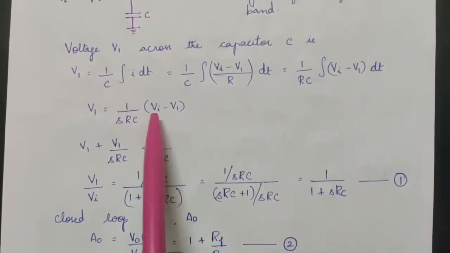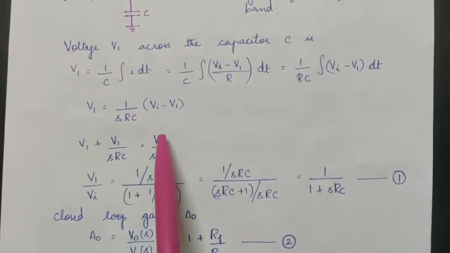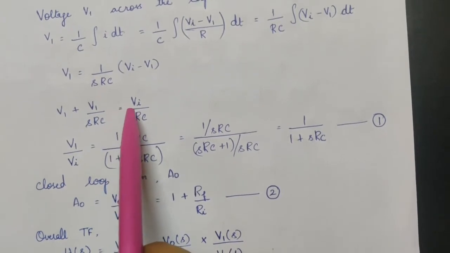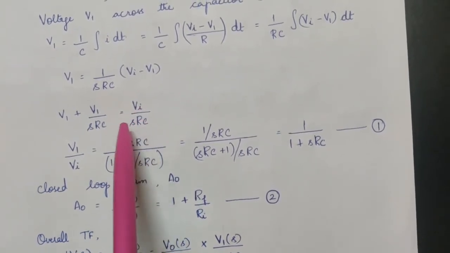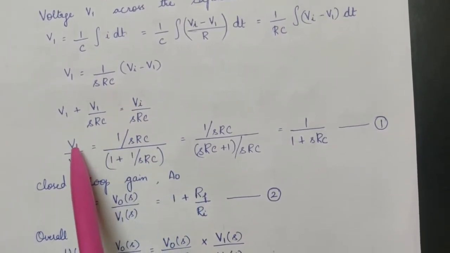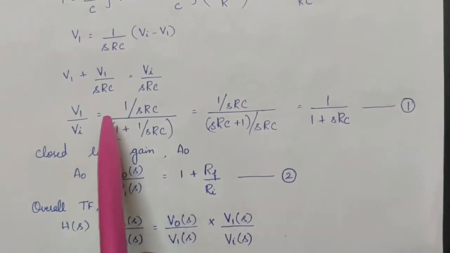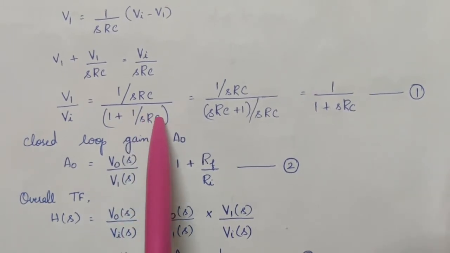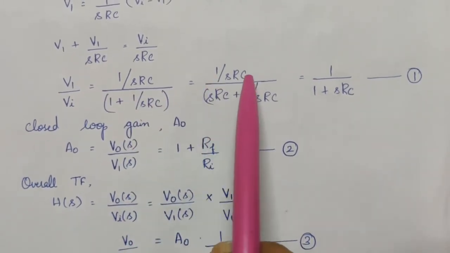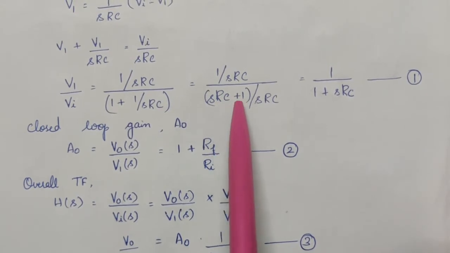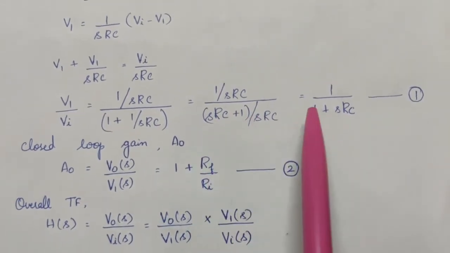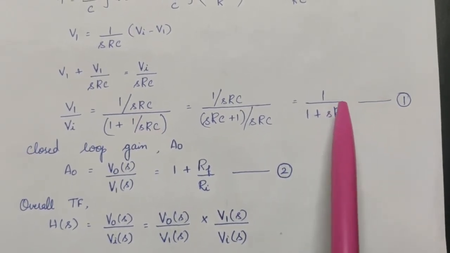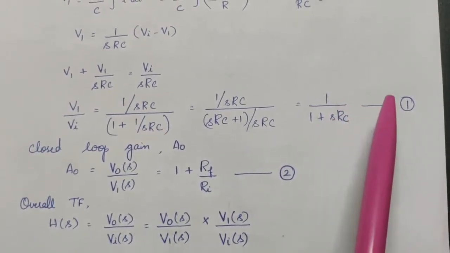Bringing the V1 terms to one side and the Vi term to the other side, V1 plus V1 by SRC equals Vi by SRC. Considering output by input as V1 by Vi, which equals (1 by SRC) divided by (1 plus 1 by SRC). This is simplified as (1 by SRC) by ((SRC plus 1) divided by SRC). This is further simplified as 1 by (1 plus SRC). Consider this as equation number 1.